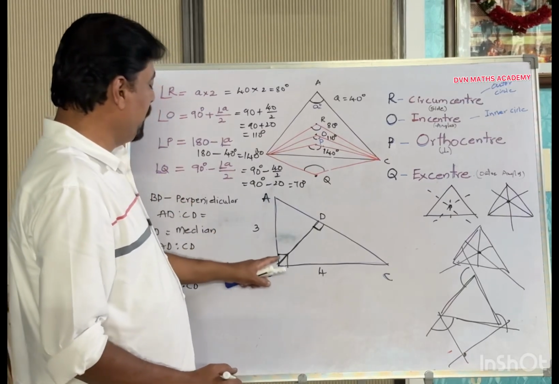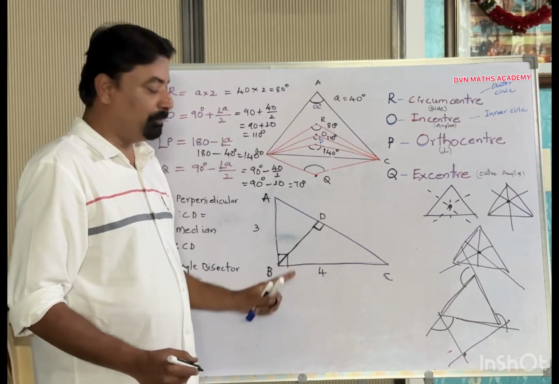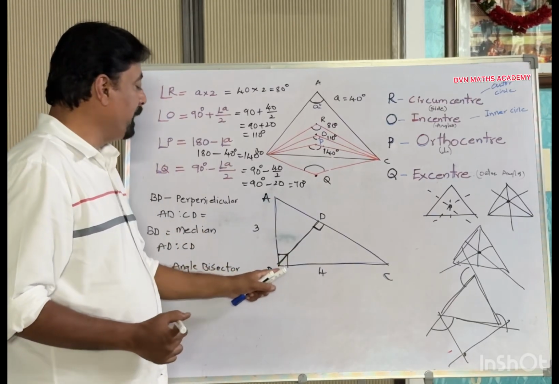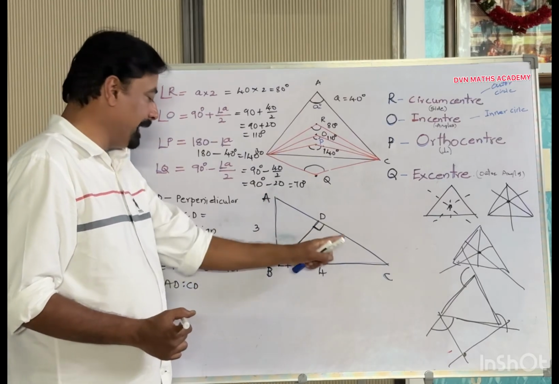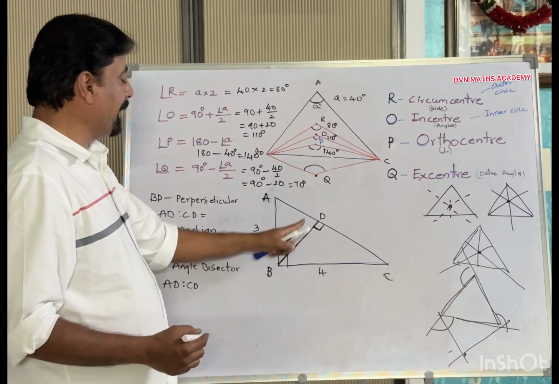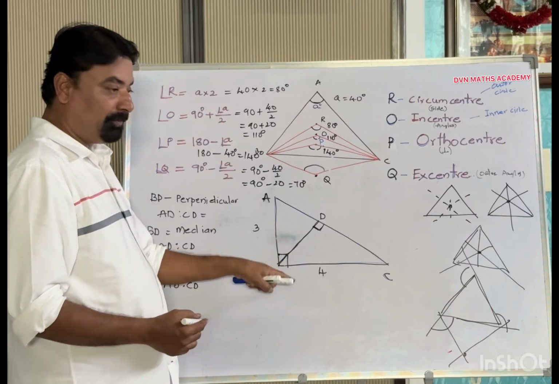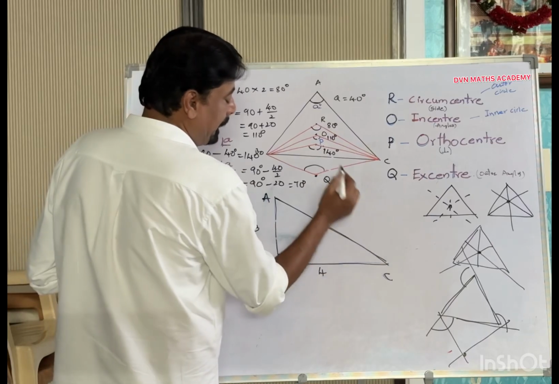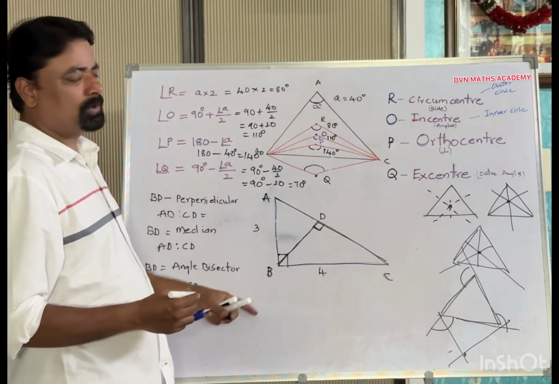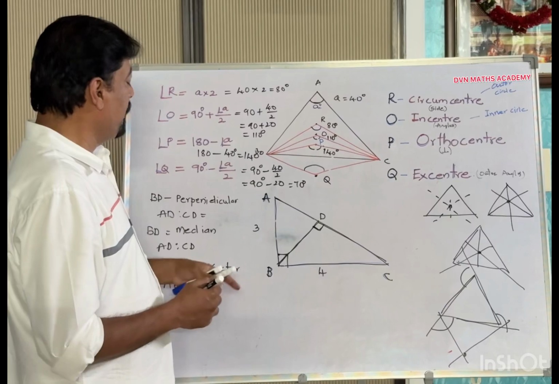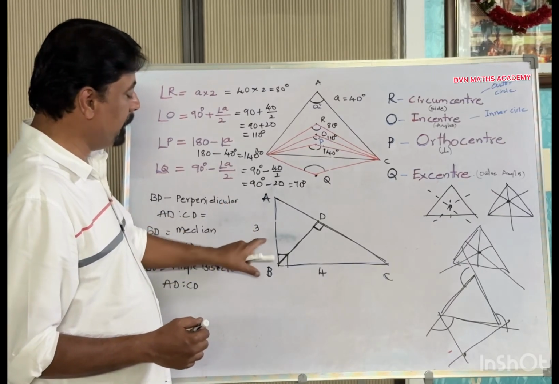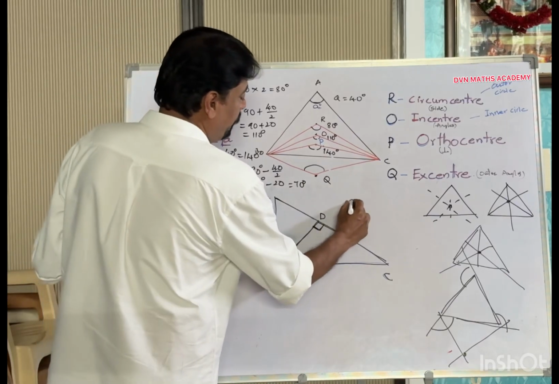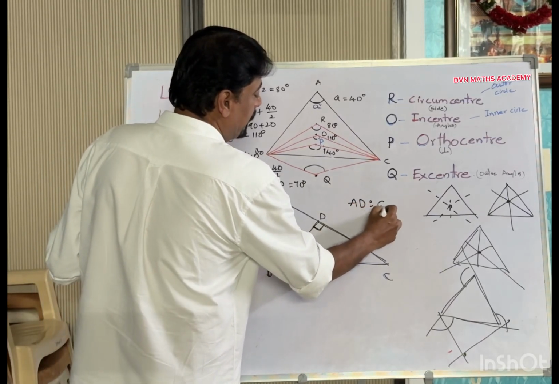So in case 1, BD is the perpendicular to AC. In case 2, BD is the median on AC. And in case 3, if BD is the angle bisector of B, then we need to know the ratio of AD is to CD. This question many times they will ask you in exams. If side AB is equal to 3 units and BC is equal to 4 units, then sometimes they will ask you what is the ratio of AD is to CD.